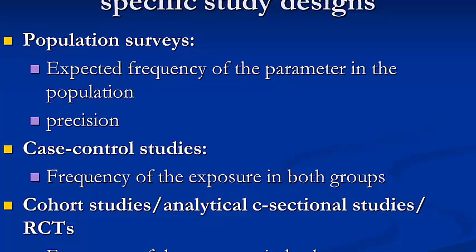In case control studies, we would need the frequency of the exposure, the expected frequency of the exposure in both cases and controls. In cohort studies or analytical cross-sectional studies or even randomized controlled trials, we would need to know the frequency of the outcome in the groups, in the exposed group and the unexposed group.